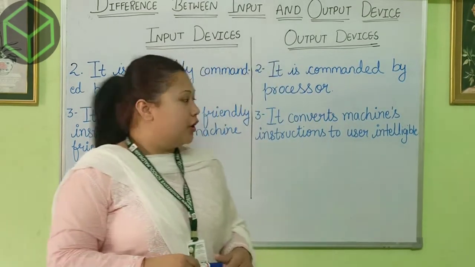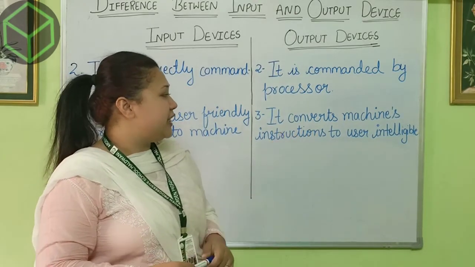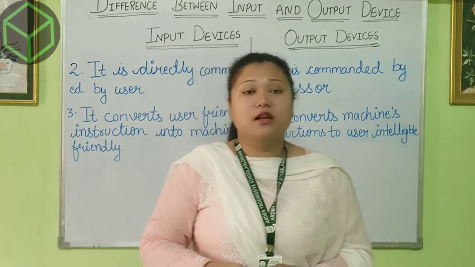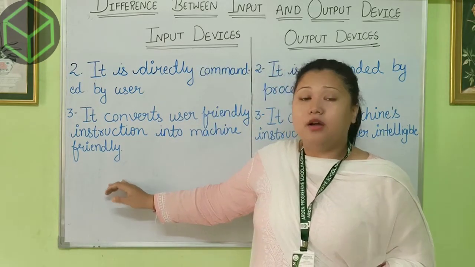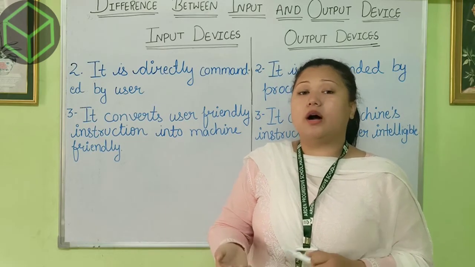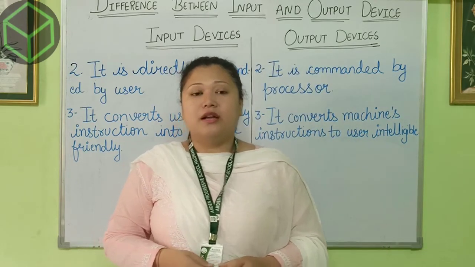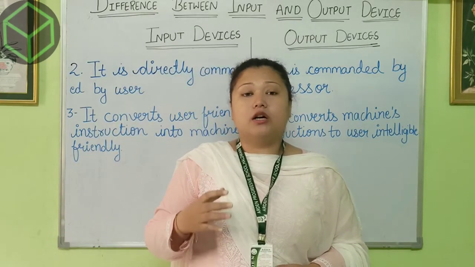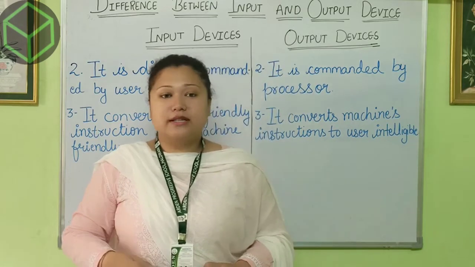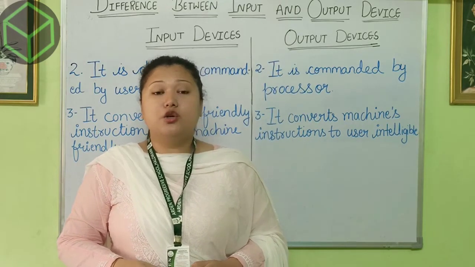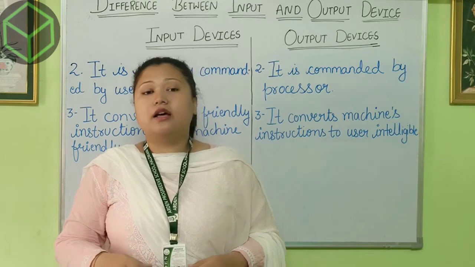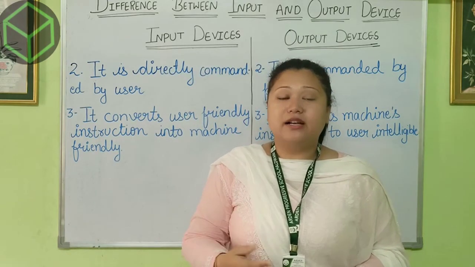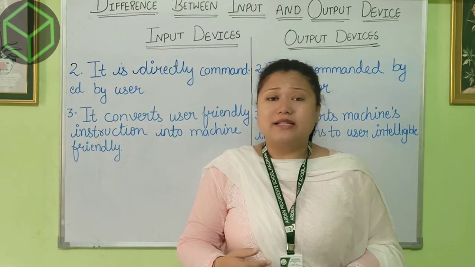Now about output, it converts machine instructions to user intelligible. Here the input device helps the computer understand the user's problem. Now again the output device will convert the instruction or result into the user's language. The output device converts computer language or machine language into a user language to understand the output.